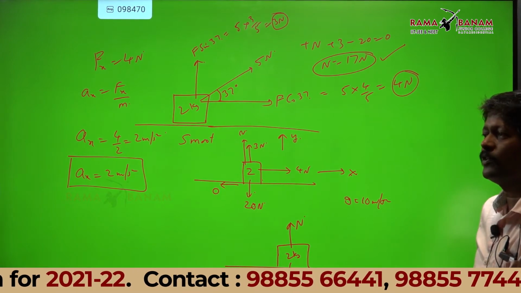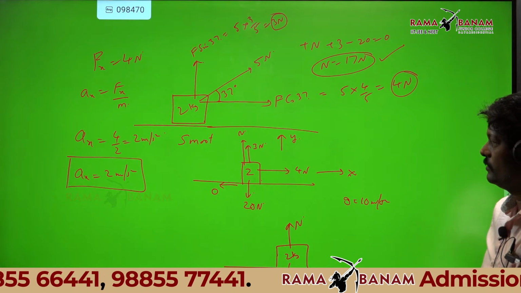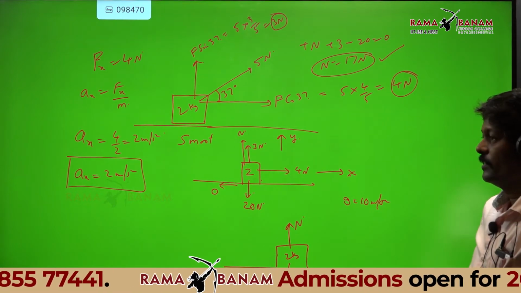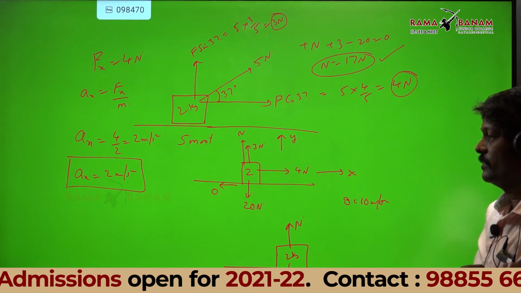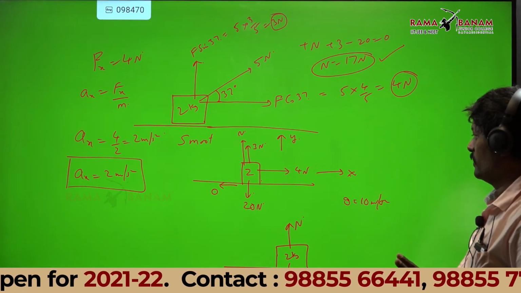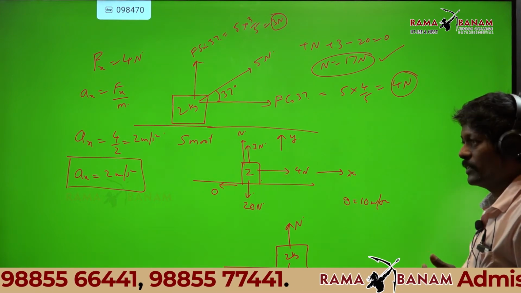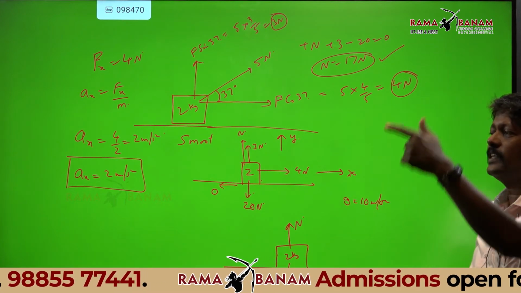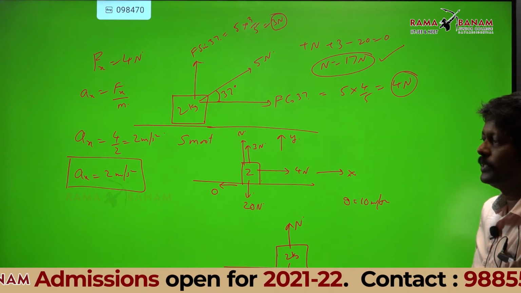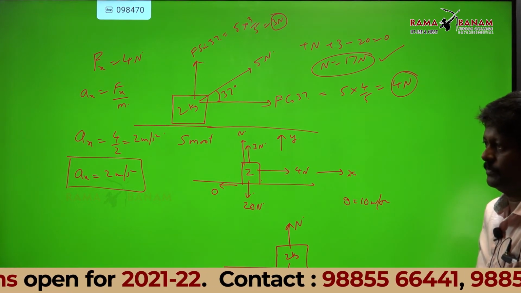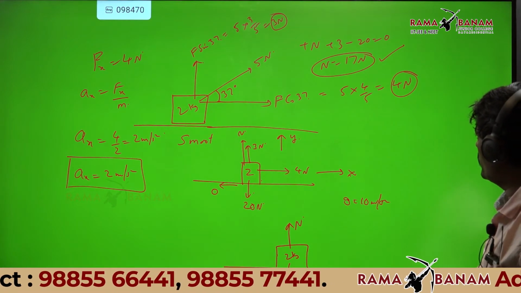So in this problem we got the acceleration of the body. How much is the acceleration of the body? 2 meter per second square. Which direction? In the horizontal direction. What is the normal reaction? 17 Newton. Net force in the vertical direction is 0. Why is it 0? There is no motion in the vertical direction. So normal reaction is 17.